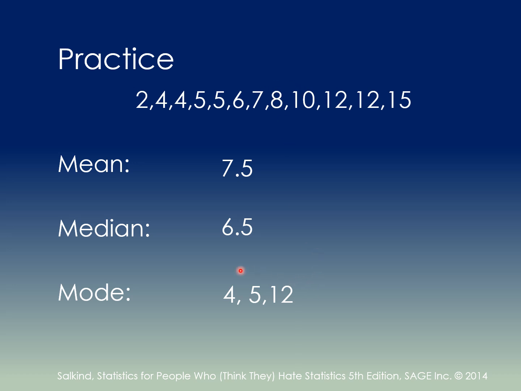So you can have situations where the mode can be more than one value. It can be bimodal, where you might have two scores that are most frequently occurring. In this case, we have a trimodal set of values where 4, 5, and 12 are the mode. Now, it's really hard to interpret this score, isn't it?